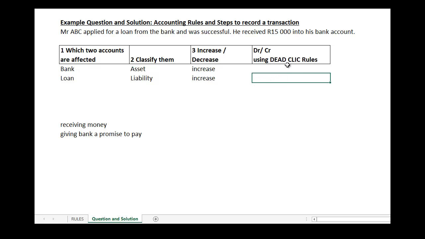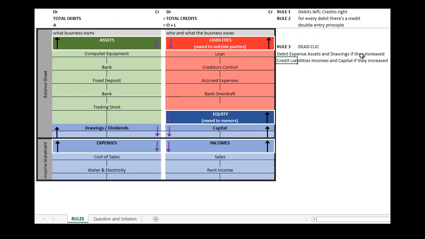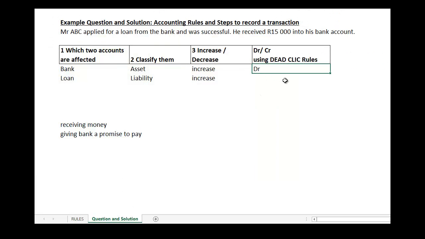Now the last part is just to apply the DEBT CLIC principle, your basic rules that you should know whenever you wake up. And this is very fundamental. For grade 12 accounting, you shouldn't have a problem with this at all. So an asset increased. What does my rule say? If assets increase, we need to put a debit. Debit: expenses, assets and drawings. So this is going to be a debit.